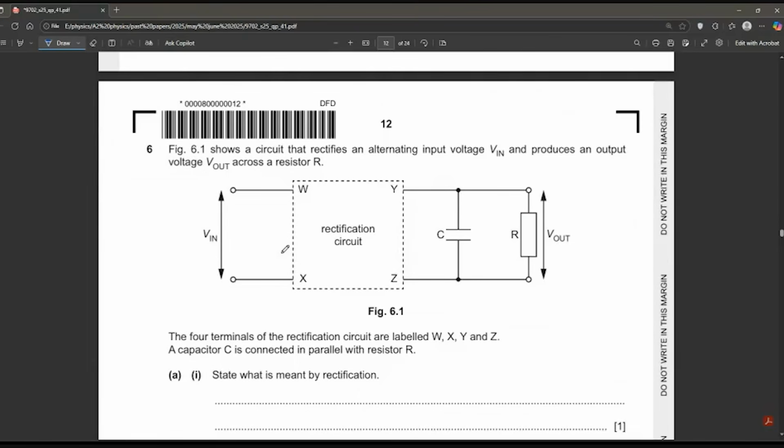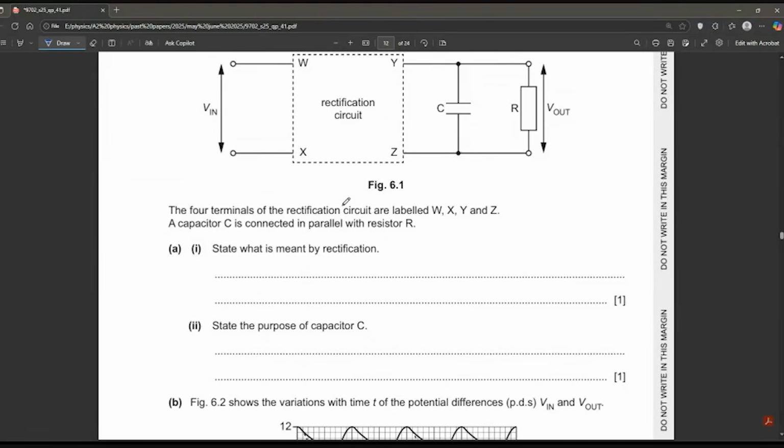अच्छा जी, four terminals of the rectification circuit are W, X, Y. A capacitor C is connected in parallel with the resistor. State what is meant by rectification. हाँ जी, rectification का क्या मतलब होता है?